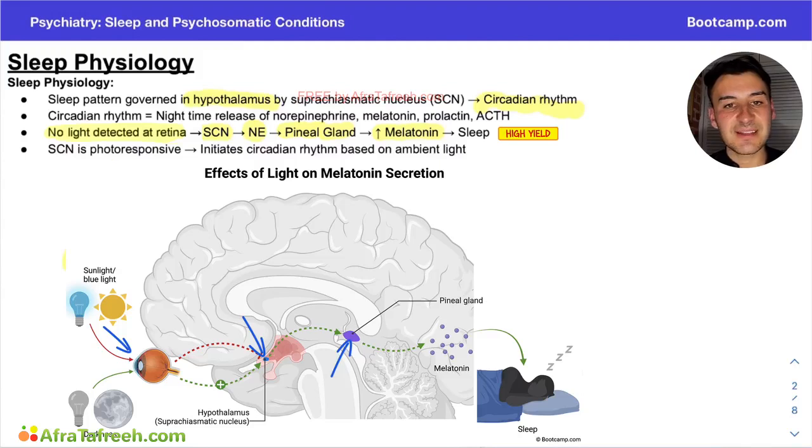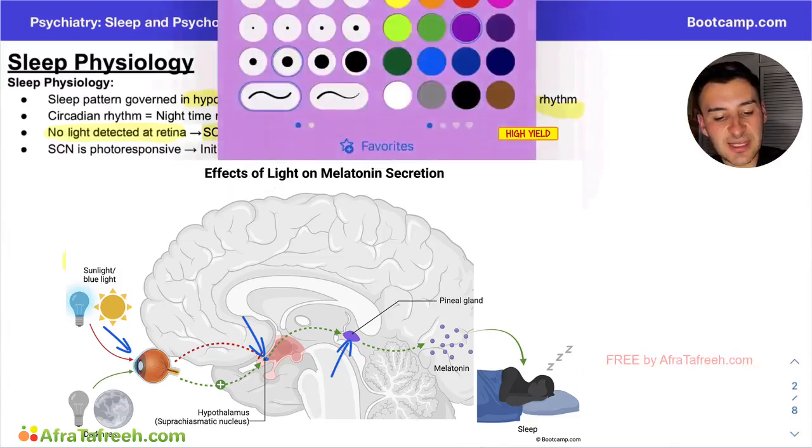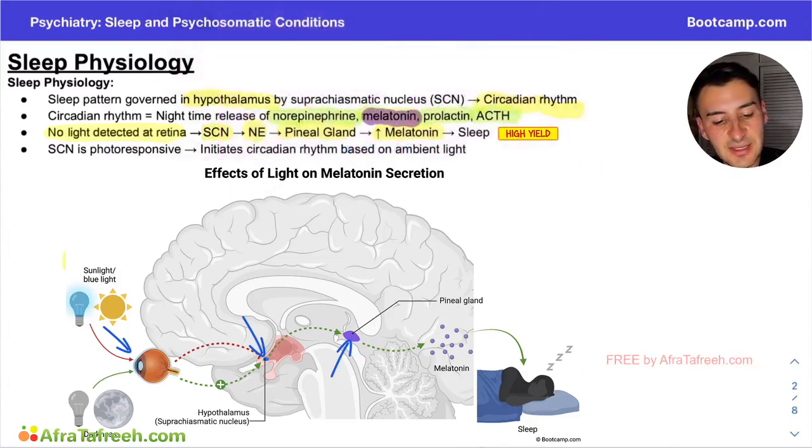The rest of the circadian rhythm is governed by a few other chemicals. We talked about norepinephrine, which we saw is going to cause the pineal gland to release melatonin. Other chemicals that are part of the circadian rhythm to know on test day are going to be prolactin and ACTH. However, if I was to focus on some of the major ones, I would focus mainly on melatonin and perhaps norepinephrine acting on the pineal gland.